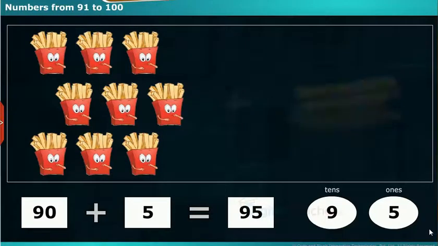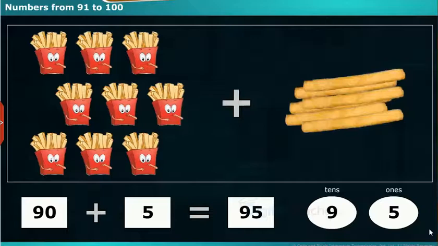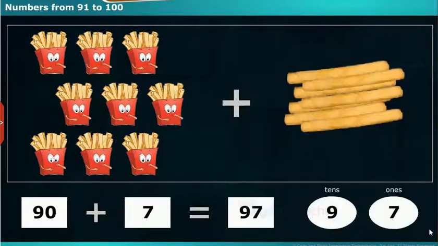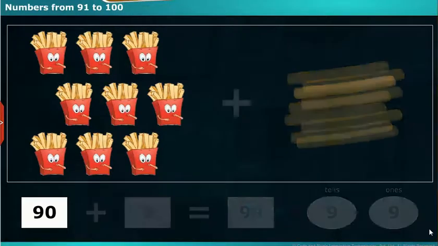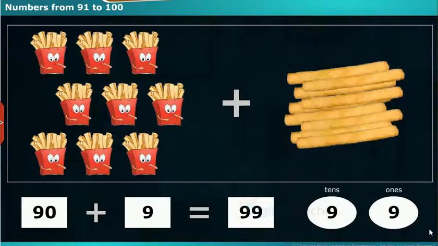Likewise, he ate 1 more fry. So, 90 plus 6 is equal to 96. Total 96 fries. 90 plus 7 is equal to 97. Total is equal to 97 fries. 90 plus 8 is equal to 98. Total is equal to 98 fries. 90 plus 9 is equal to 99. Total is equal to 99 fries.